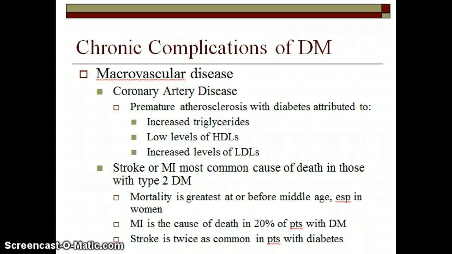Stroke and heart attack, or MIs, are also the most common cause of death in people who have type 2 diabetes. So we clog those arteries, we change their vascular flow, they're at increased risk for a stroke or heart attack. Mortality is greatest if it happens at or before middle age, especially if we're women. For heart attack, the cause of death is 20% for all of our patients who have diabetes mellitus. For stroke, it's actually twice as common in patients who have diabetes.